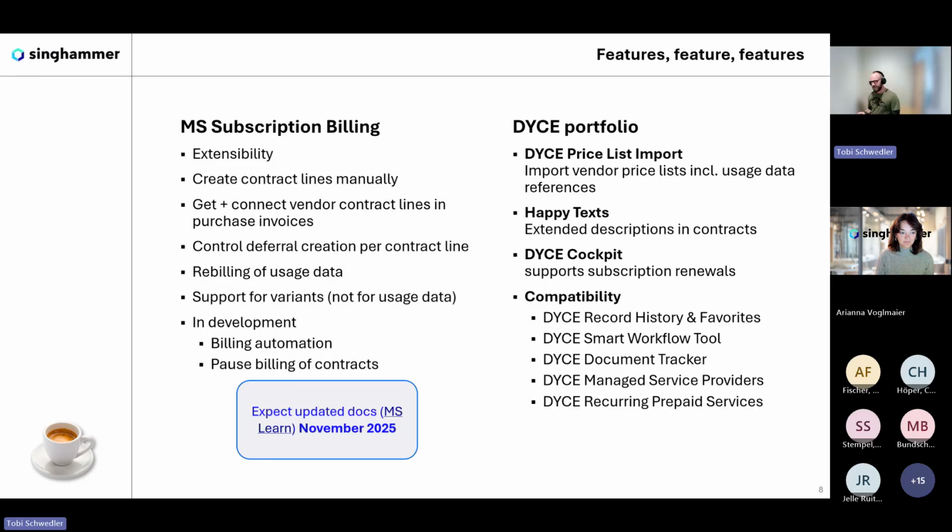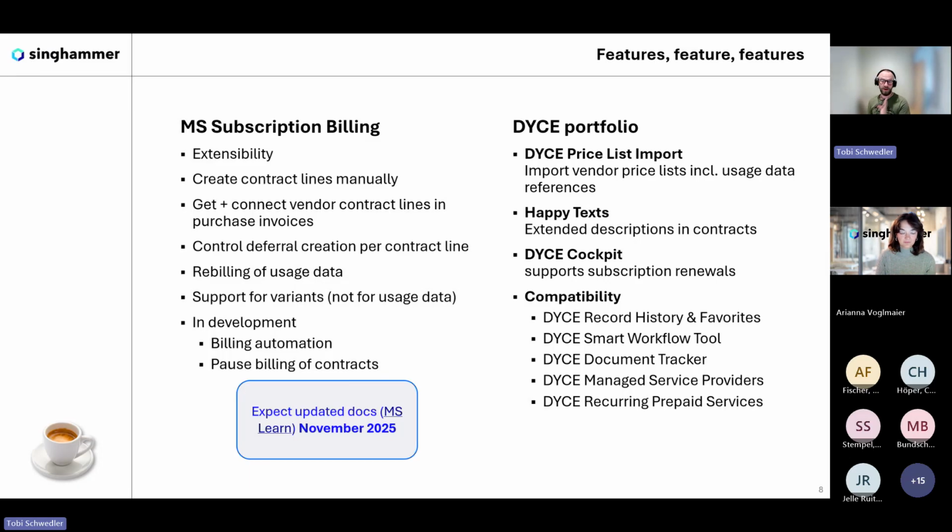And then the DYCE portfolio. Not all of the apps have to be touched in order to make them compatible, but some of them need to support stuff that has been moved from SRB to subscription billing. For example, the price list import: you can process vendor price lists and create the references that you need for usage data, also now for Microsoft.